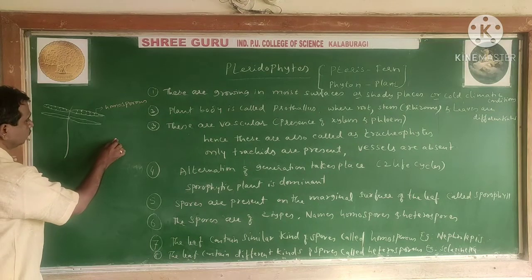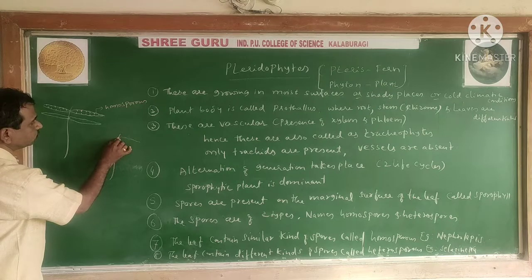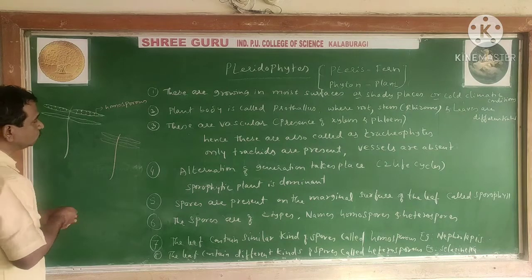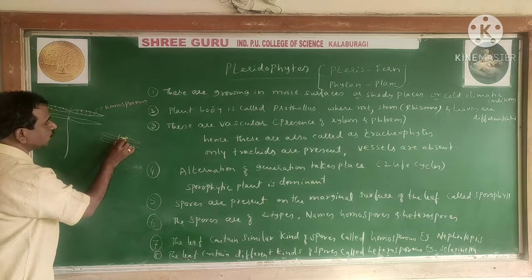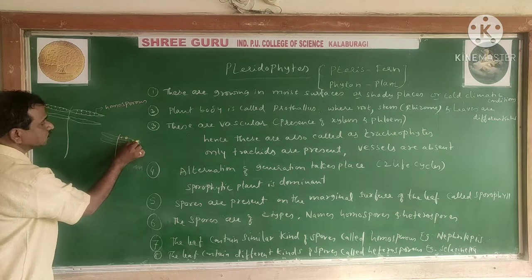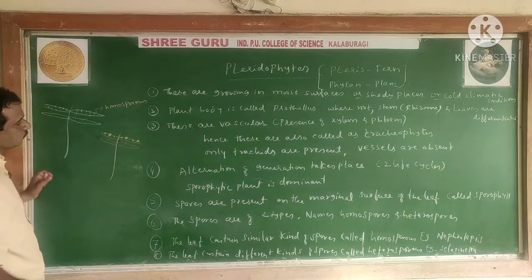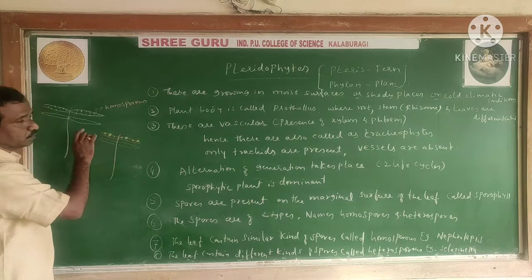Looking at another plant, one more plant we are observing. Here you can observe that the spores are normally found in the form of heterosporous. Heterosporous means one small spore and one large spore, like this. Homosporous and heterosporous, you can see the difference. So one large spore and one small spore.